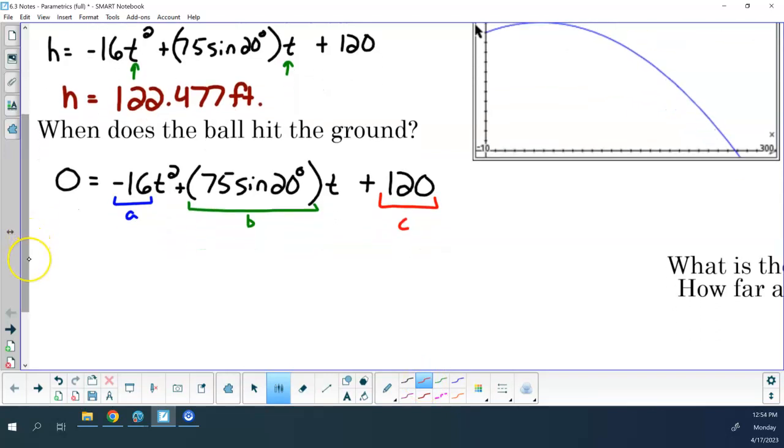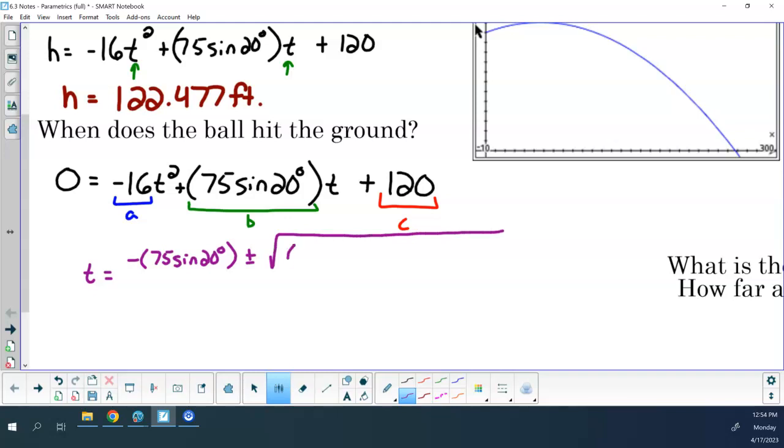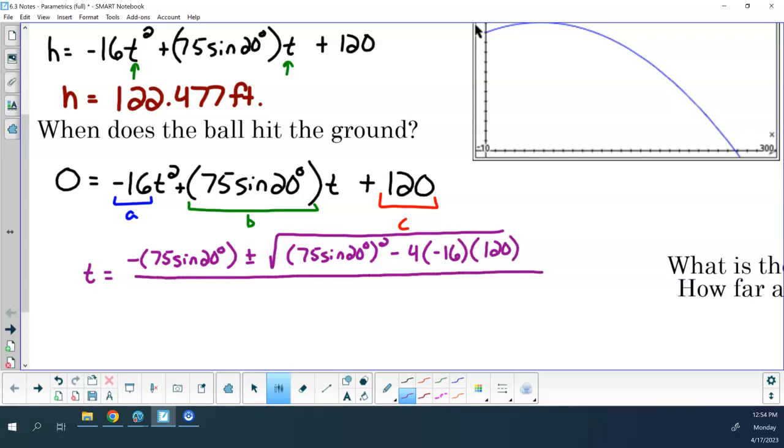So I can plug that all into the quadratic formula, and I could say that t is going to equal the opposite of B plus or minus the square root of B squared minus 4 times A times C, all over 2 times A.